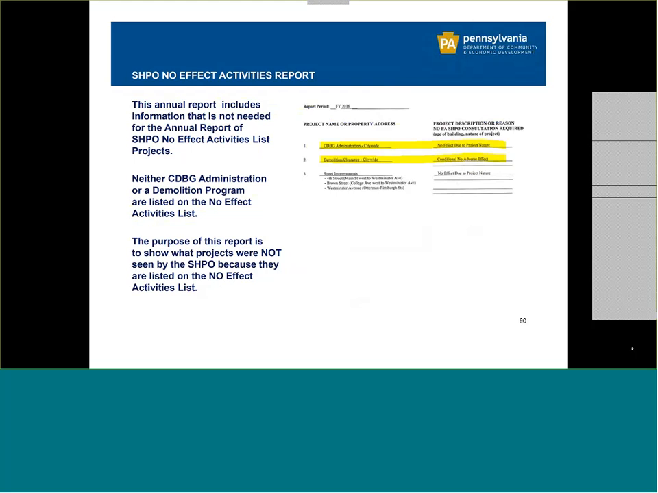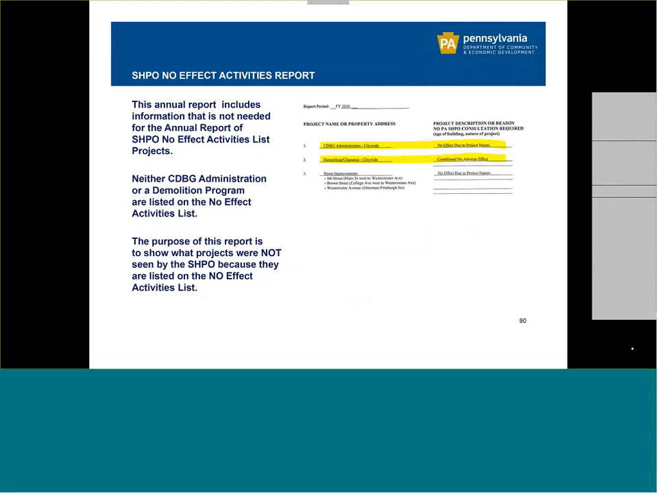This form is telling me information I don't need to know on this particular SHPO no effect activities list annual report. It is including the administrative portion of your grant, which was never intended to be captured on this form because you're not doing housing rehab and you're actually not doing anything that affects the physical world. So there's no need for you to tell me that you're doing admin here. I'm not angry that you're telling me, but there's just sort of no reason for you to include that.